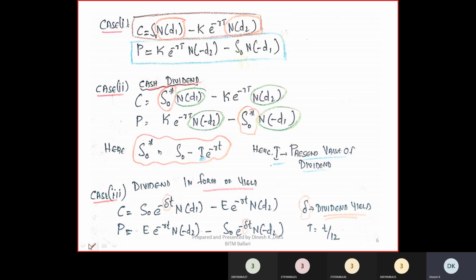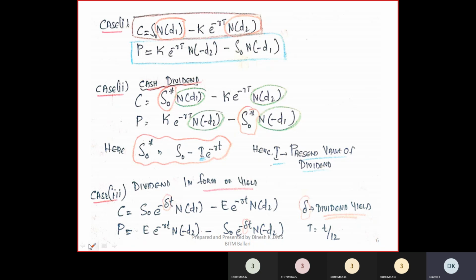In the case of put option, first the exercise price comes, capital K, multiplied by e to the power of minus RT, multiplied by N, that is the normal distribution value. Here you have to take minus d2, that is N of minus d2. Overall minus sign, then S naught, that is the spot price, multiplied by N of minus d1.